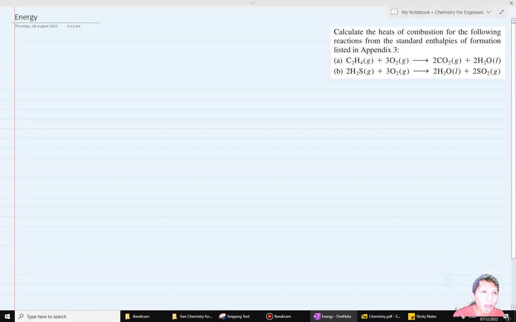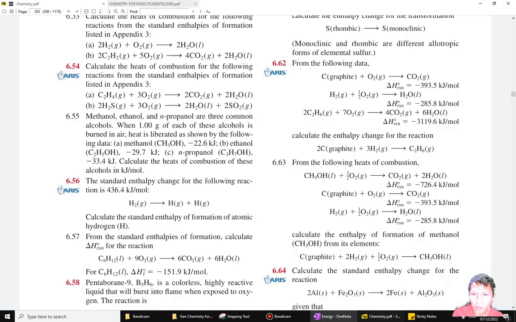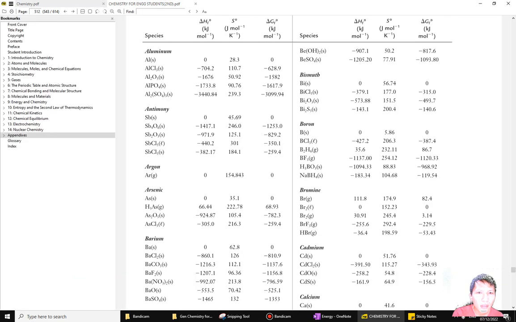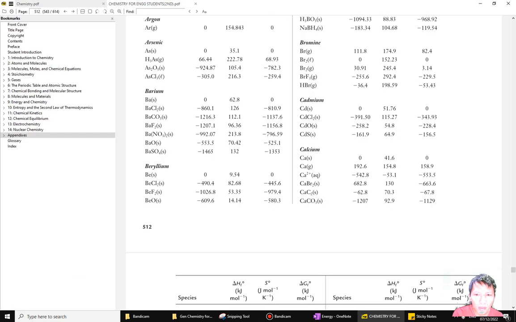I'll use the blue for ethane. For ethane, the standard heat of formation, I'll write it like that. I'll go to a table. Where's my table? That is C2H4.